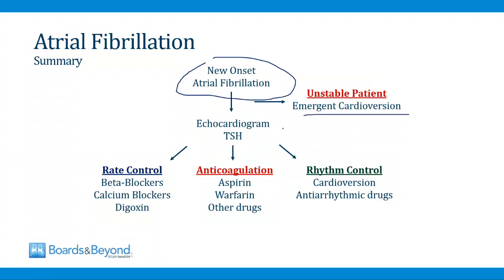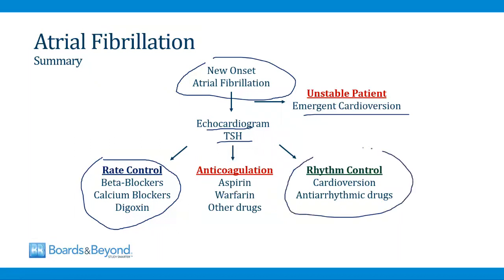If the patient is stable, the two important tests are an echocardiogram to rule out structural heart disease and valve disease, and a TSH measurement to screen for thyroid disease. At this point, you can decide whether you want to do rate control or rhythm control. If you're going to employ a rate control strategy, beta blockers, calcium channel blockers, and digoxin are the drugs that are used. If you're going to employ a rhythm control strategy, you need some method of cardioversion back to sinus rhythm, and you may add antiarrhythmic drugs to keep the patient in normal sinus rhythm.